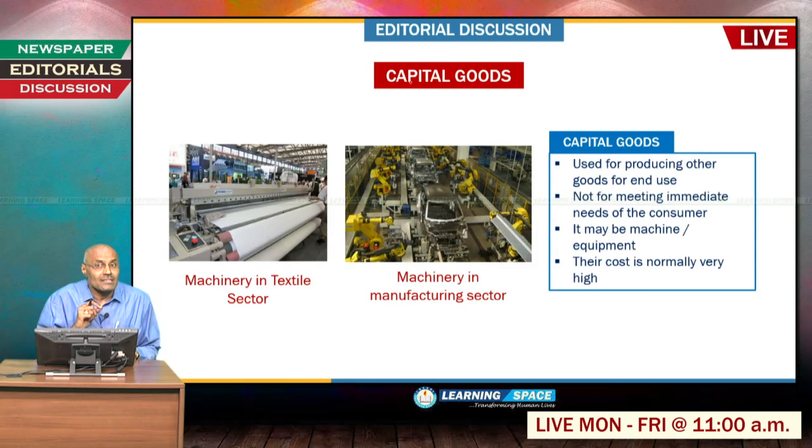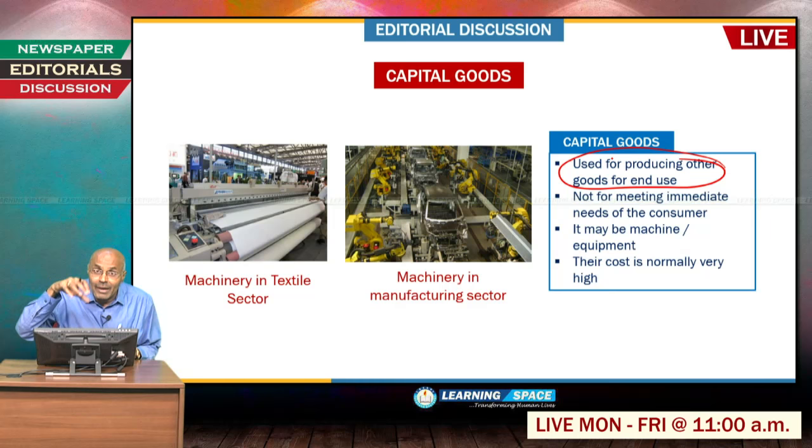Here there is a mention about capital goods and consumer goods. Quite often in economics, people talk about capital goods, consumer goods. Capital goods are basically used for producing other goods for end use. They are not directly used by the consumer. You and I do not use capital goods. Capital goods are things like machinery in the textile sector, machinery in the manufacturing sector.